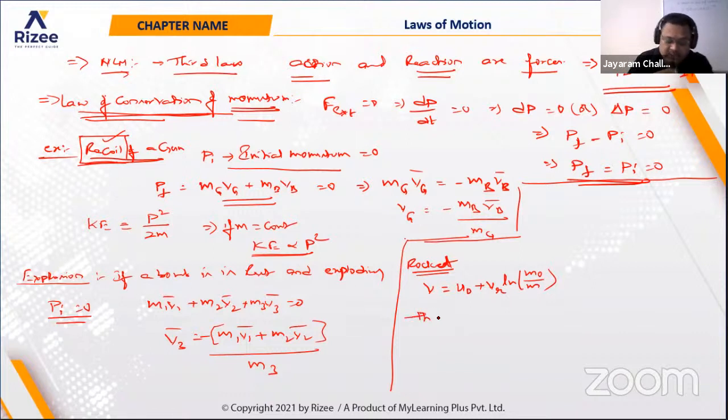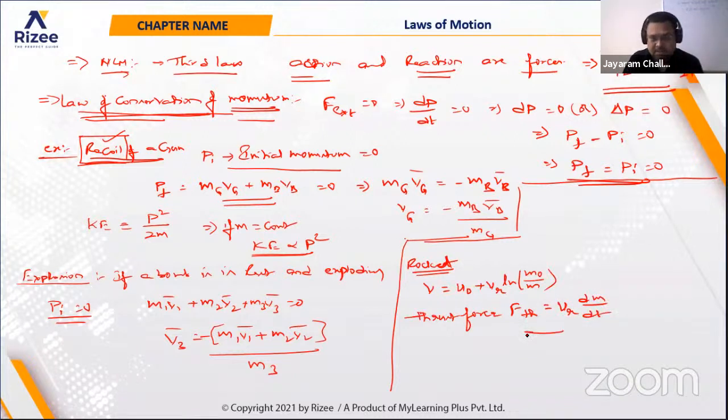then you can write thrust force, that is F thrust, is equal to V, the relative velocity, into dm by dt. So this is one of the most important things, please.